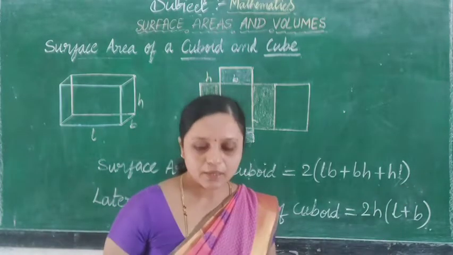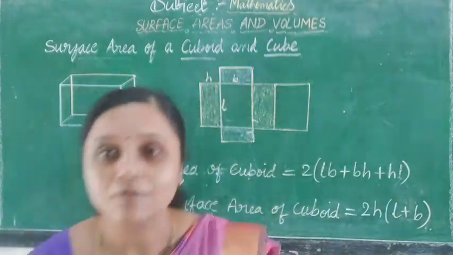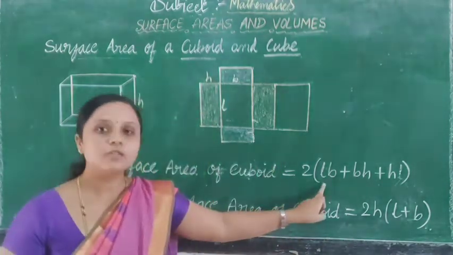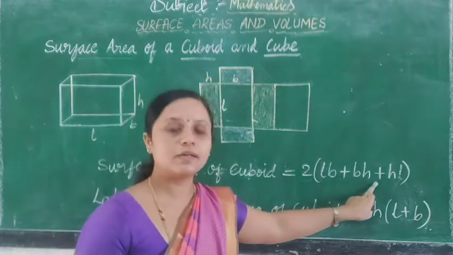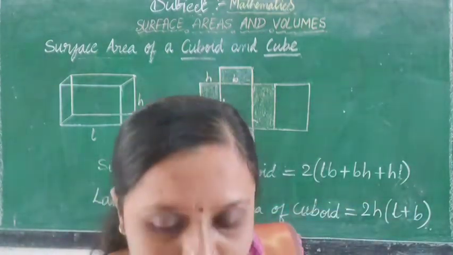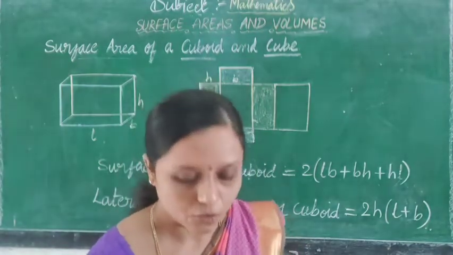So in this way we can find the total surface area of a cuboid. It is 2 times of length into breadth plus breadth into height plus height into length. Okay, in this way we can find the total surface area of a cuboid.